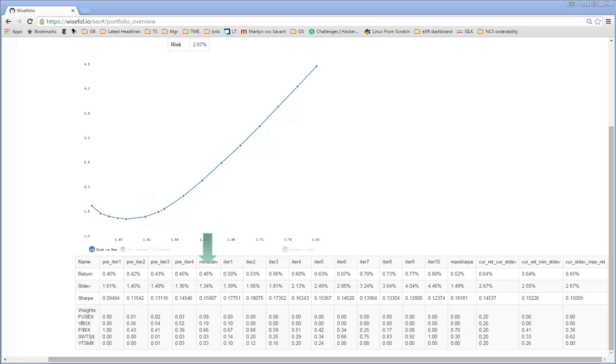Compare that with Fusex risk of 4.11% and the current portfolio risk of 2.67%. Now, a minimum risk portfolio may not be the ideal one for you, because a minimum risk portfolio in this case is returning only 0.46% return. Compare that with, for example, the overall portfolio that was giving 0.64% return, and Fusex that gives 0.76%. So just because it's minimum risk doesn't mean that that is the one that is ideal for you.